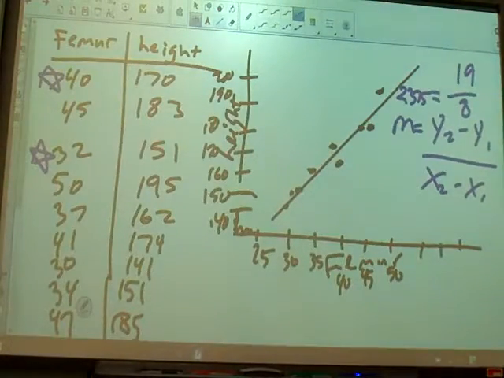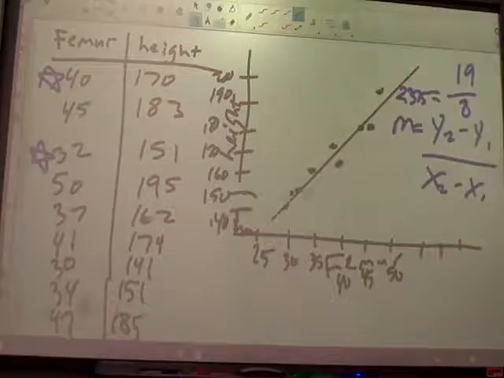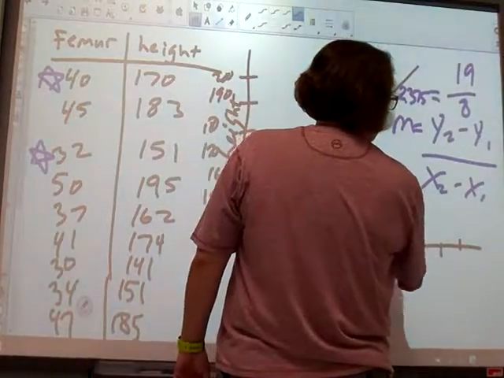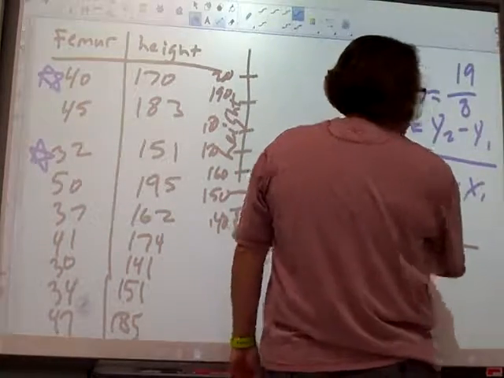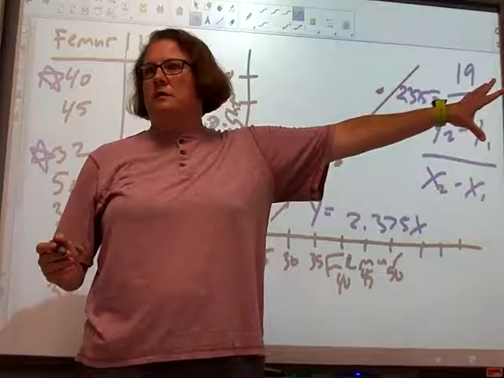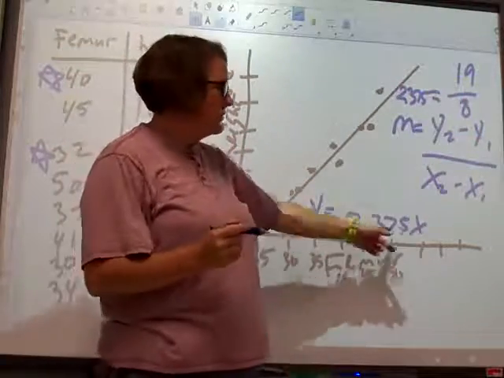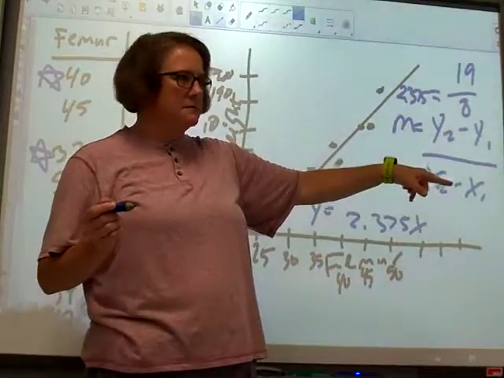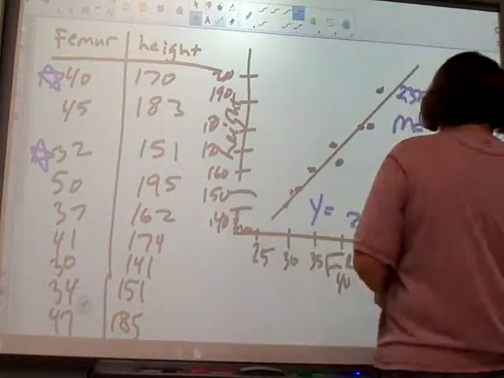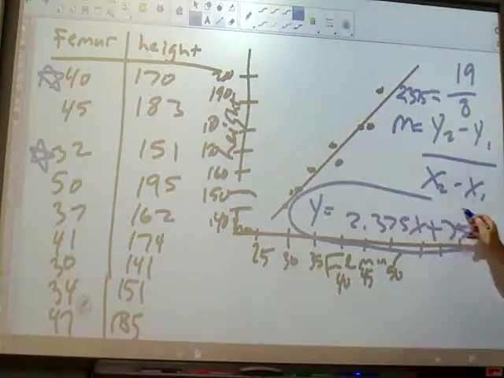So for my final equation for my line of best fit, I got y equals 2.375x plus whatever negative 95 plus 170 is. Everybody got that real fast? Plus 75. So that would be my final equation.